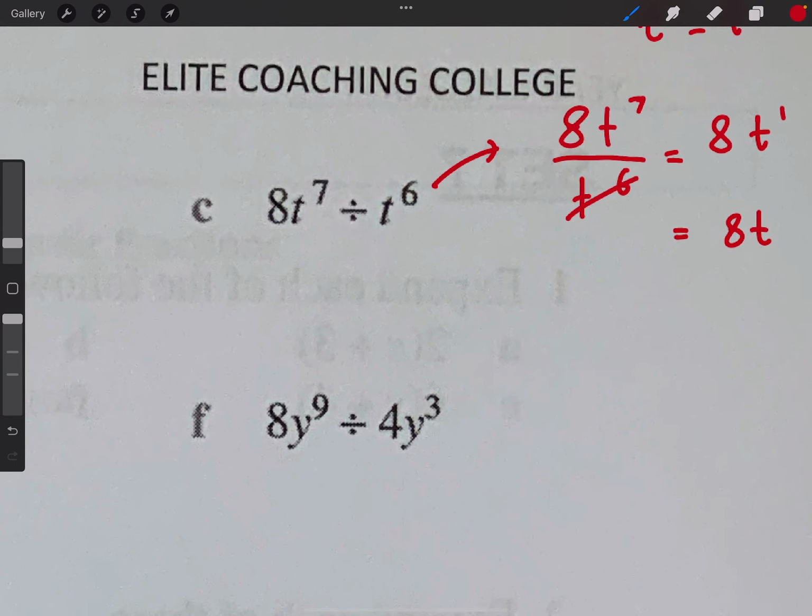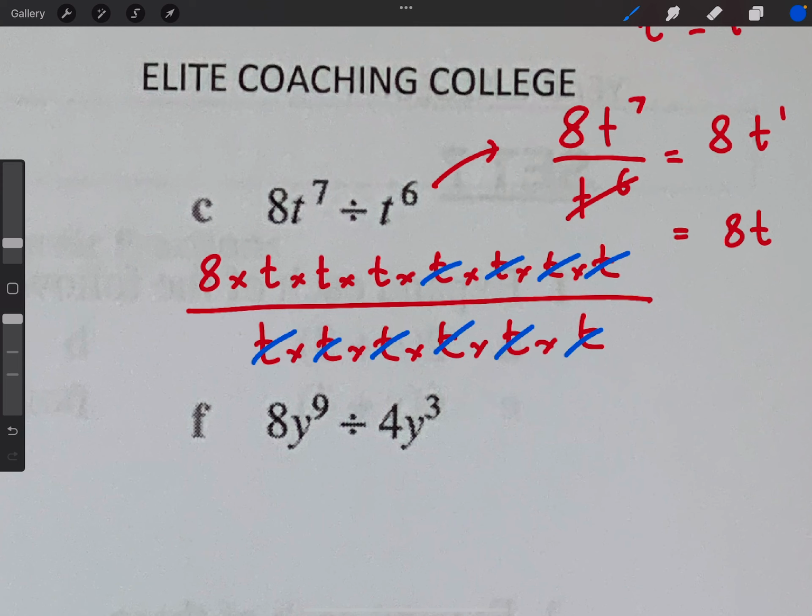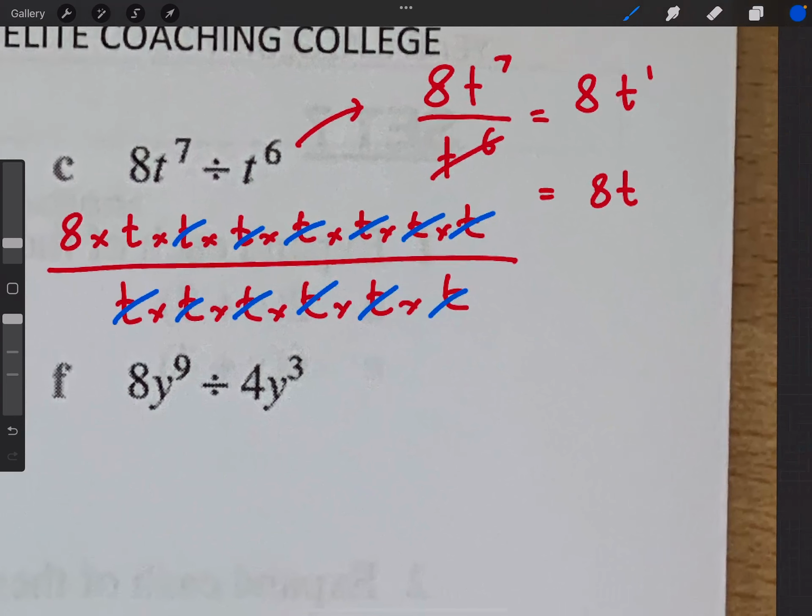Another way you can see it is like this. 8 times t times t times t, I'm just going to do 7 t's, divided by t to the 6. So there are 6 t's there, and we can just cross them out. At the bottom we cross out 6, at the top we cross out 6 as well. And we only have 8 times t left, and that's the answer, 8t.